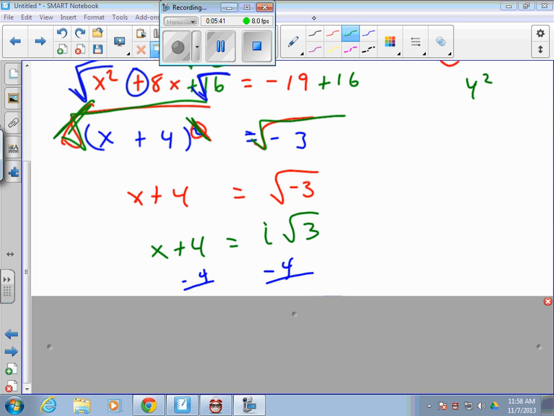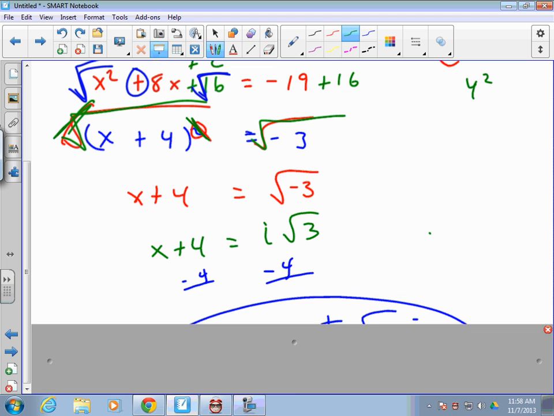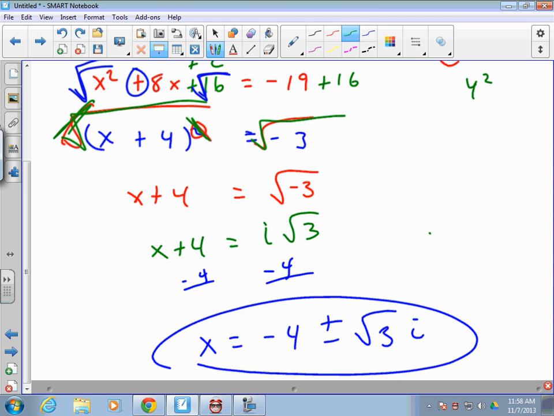So we have x plus 4 equals i times the square root of 3. Undo plus 4 to get x by itself. And that leaves you with x equals negative 4, because when you subtract 4 from the right, it'll be negative, plus or minus the square root of 3 times i.